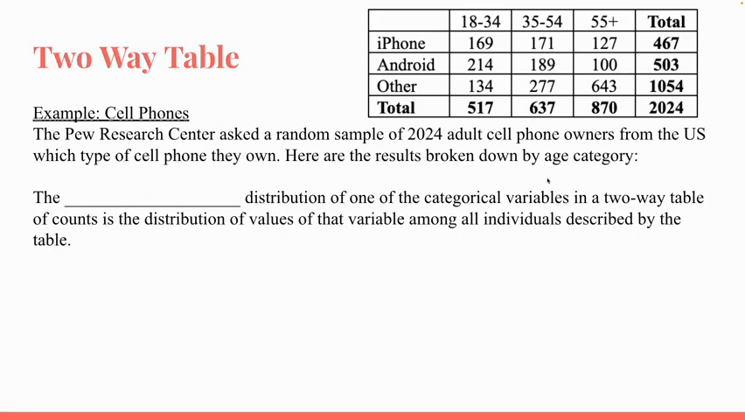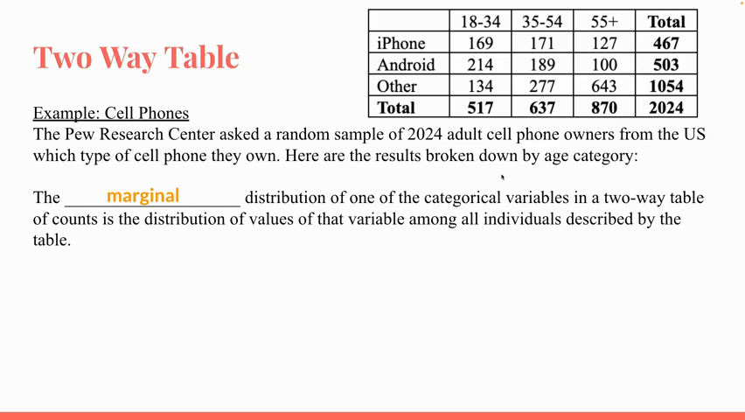Okay, so the example, here's our context. The Pew Research Center asked a random sample of 2024 adult cell phone owners from the US which type of cell phones they own. Here are the results broken down by age category. So they surveyed 2024 adult cell phone owners, and then they broke it down by age and by type of cell phone. The marginal distribution of one of the categorical variables in a two-way table of counts is the distribution of values of that variable among all individuals described by the table.